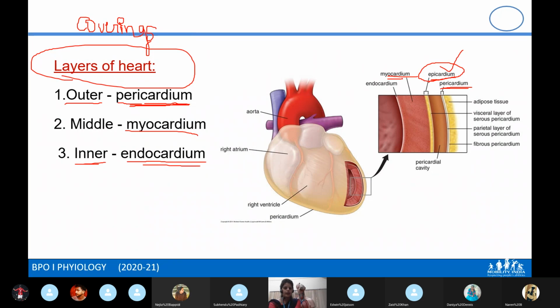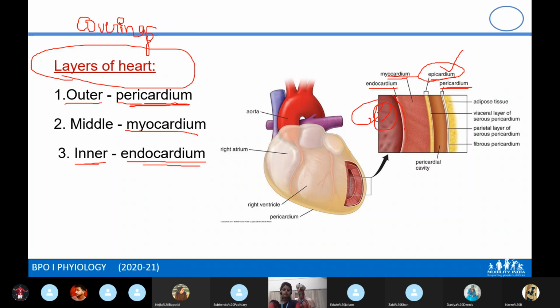So then comes myo, means the middle. Then the innermost layer is called endo, and here present is the blood. So these are the coverings of the heart. Okay, this is very important.